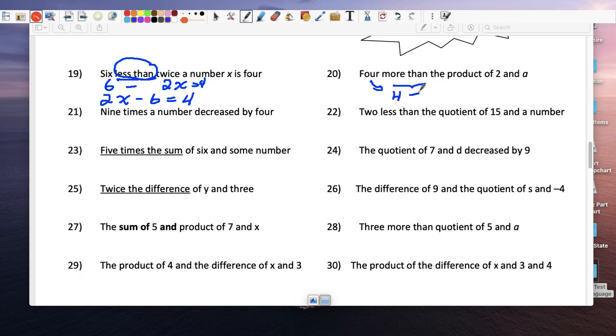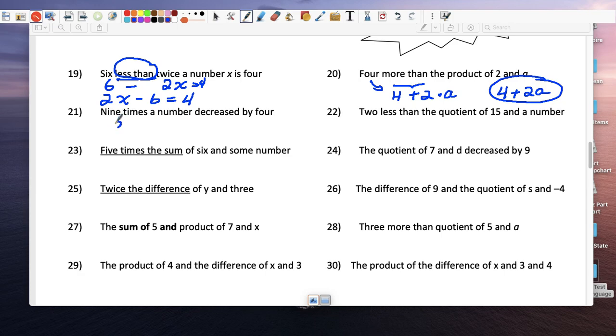4 more than is plus. The product is multiplication of what? Of 2 and a. And if you want to write it a little bit prettier, you get 4 plus 2a. And that would have been my answer.